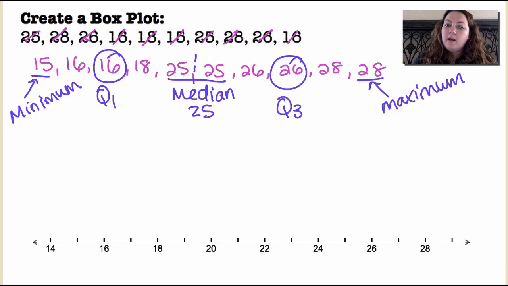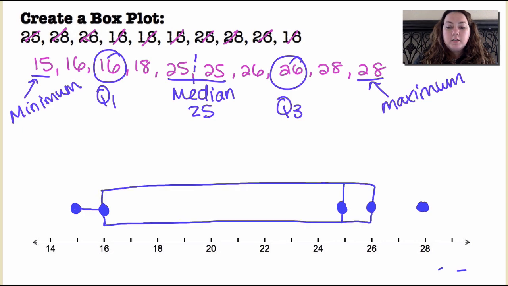And I have a number line. I'm just going to put these points right above those numbers on the number line. So my minimum is 15. Quartile 1 is at 16. My median is at 25. Quartile 3 is at 26. And my maximum is at 28. And then I'm going to connect them. So it's a whisker, a box, and a whisker. And there's my box plot.